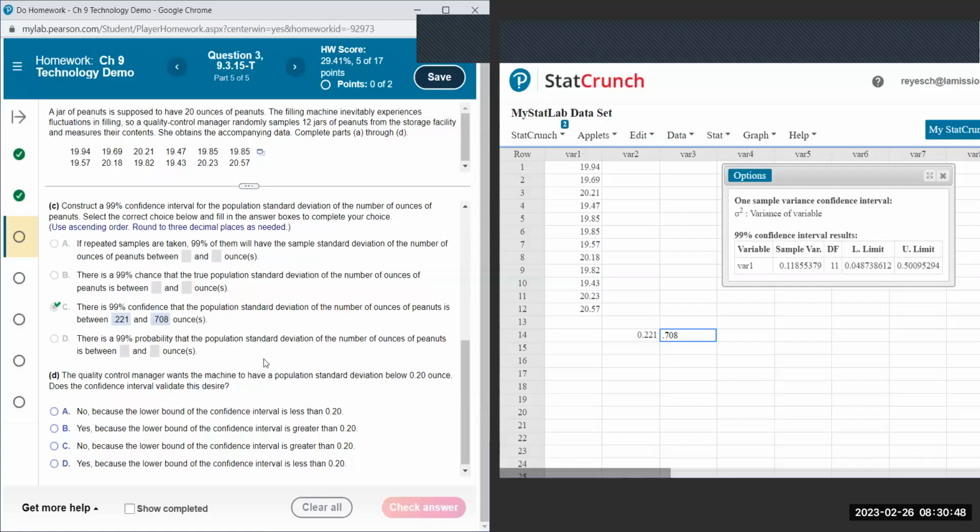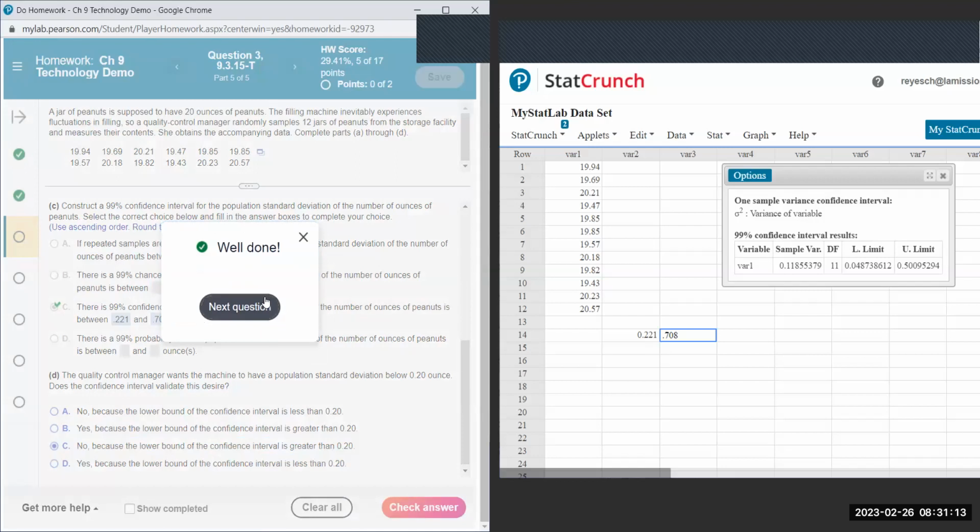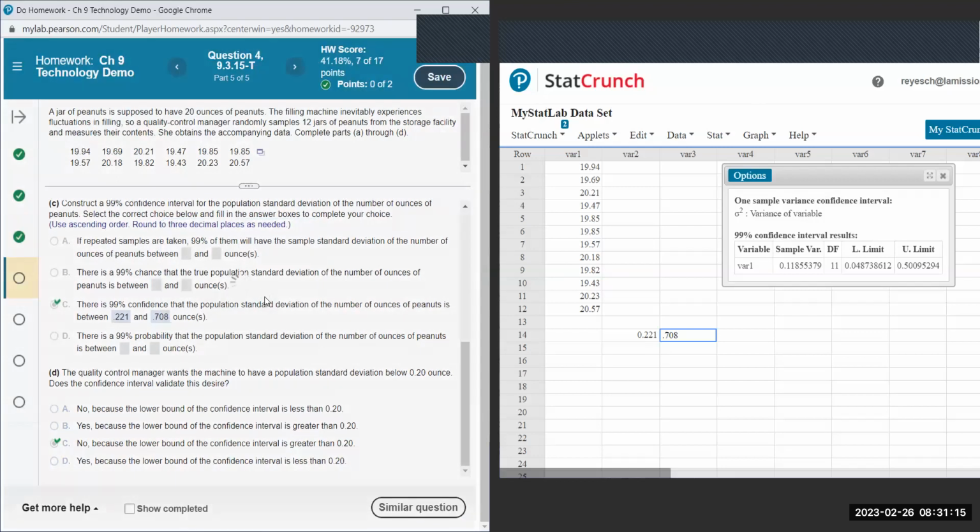So he wants to lower the standard deviation a little bit more. He might have to recalibrate the machine because it still looks too high for what the goal is. So does this confidence interval validate this desire? No, because the lower bound is less than 0.20? No, because the lower bound is higher than 0.20. Yeah, this lower bound is higher than 0.20, not below. So the wording, just read carefully.